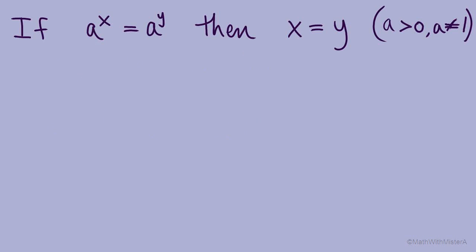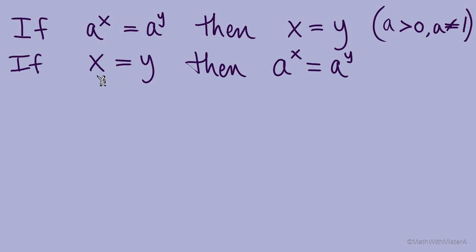Let's start with this property of equality for exponents. If a to the x equals a to the y, then x must equal y, and a, the base, must be positive and it cannot equal 1. And going the opposite direction is true.